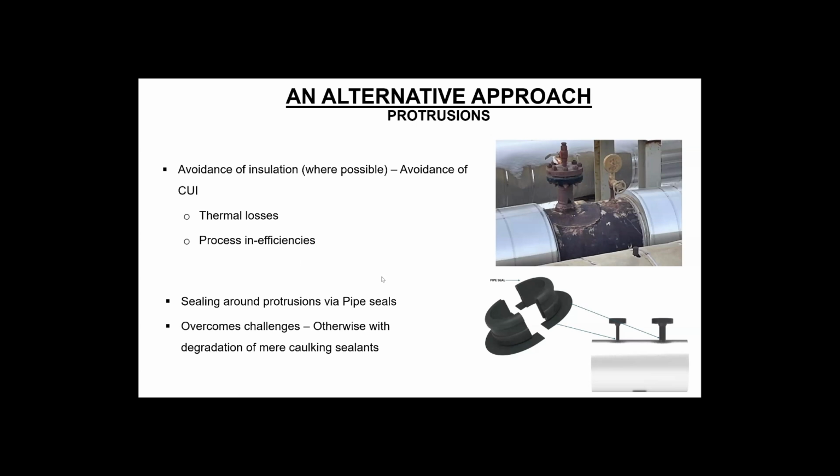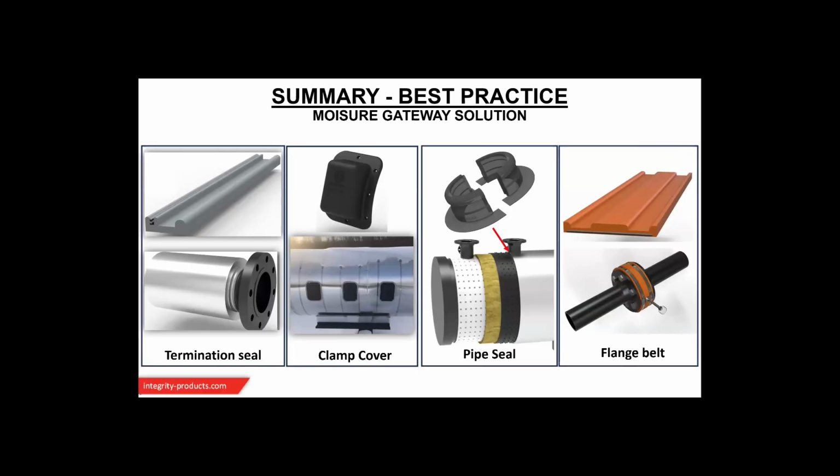To address that sort of situation, the best practice we have come across is the use of a pipe seal. It's like a hardware that goes around this nodal protrusion, and this portion goes under the jacketing to give a perfect sealing around it, and this portion can now be insulated without expecting any moisture infiltration. This way we can avoid thermal losses and keep the CUI risk at bay. So that is the new practice we have come across.